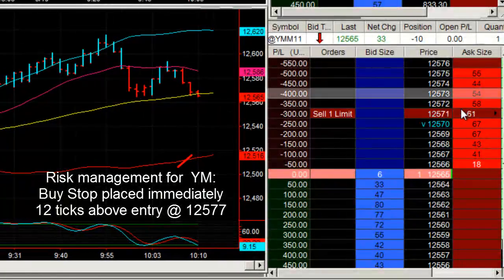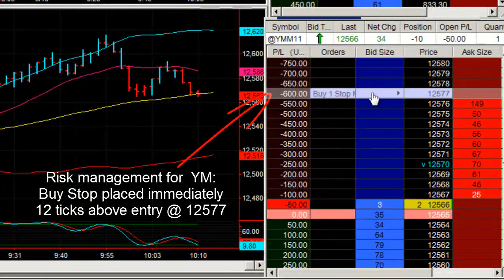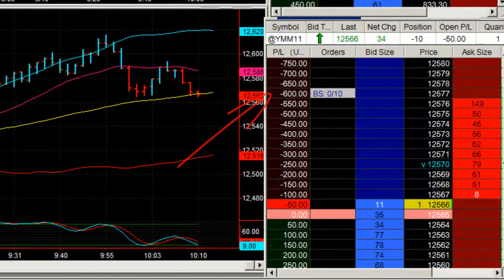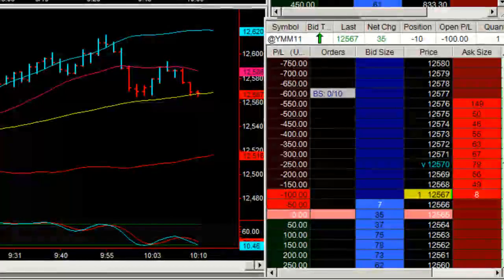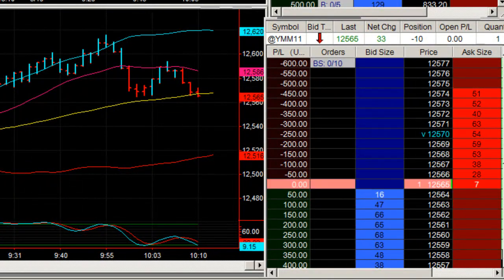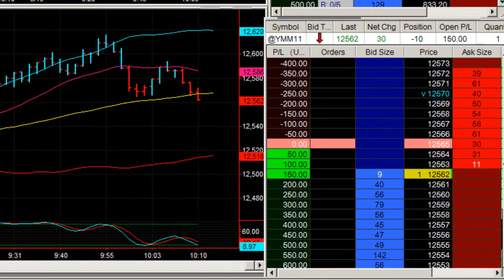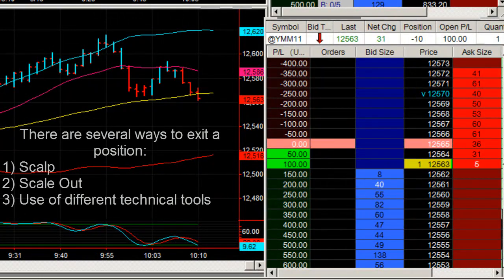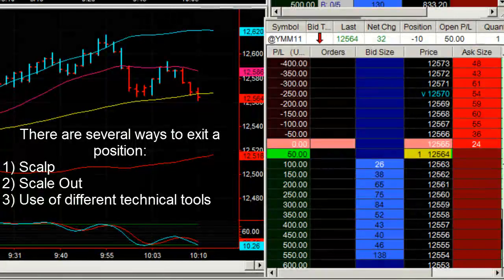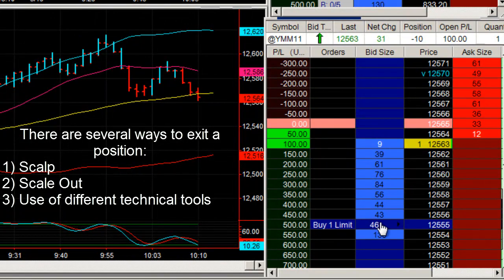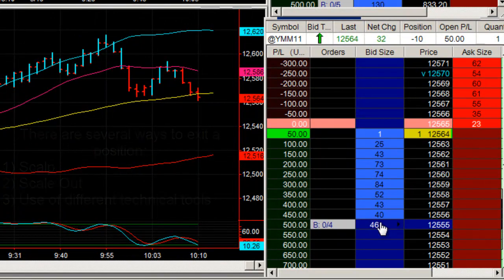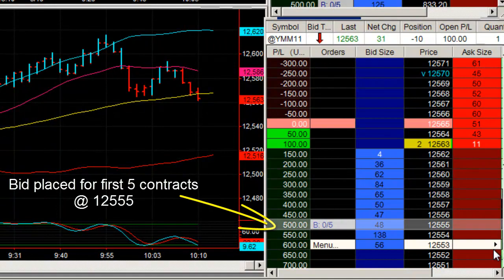Now, risk management set at 12 ticks above the entry, 12,577. The typical norm risk management for the YMs will be 16 ticks. Initially 16 ticks below or above entry, depending whether you're long or short. Now we have several ways to exit position. We can scalp it, we can scale out, and use a variety of different technical tools.